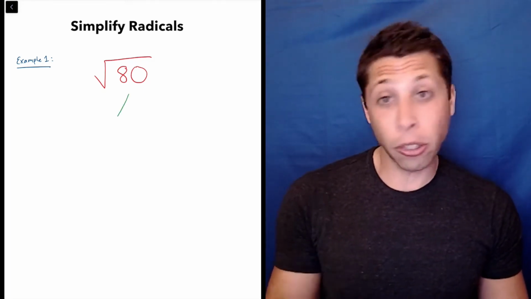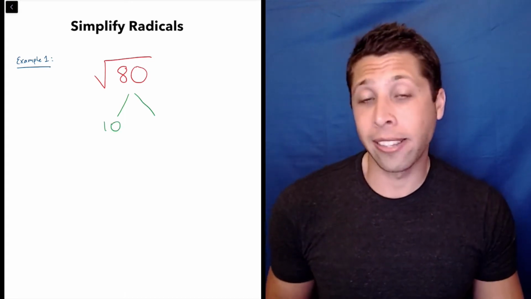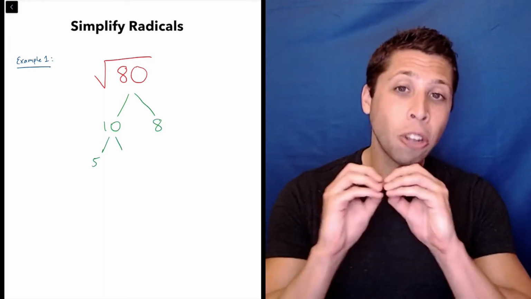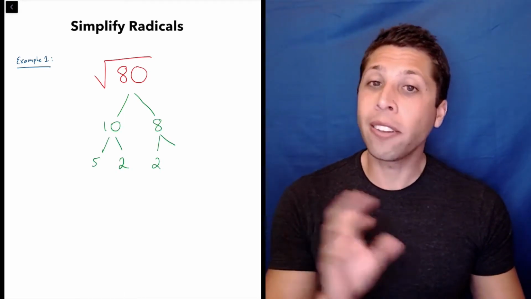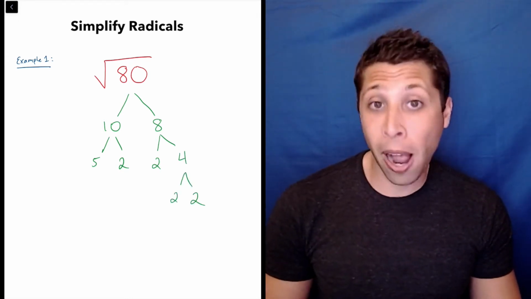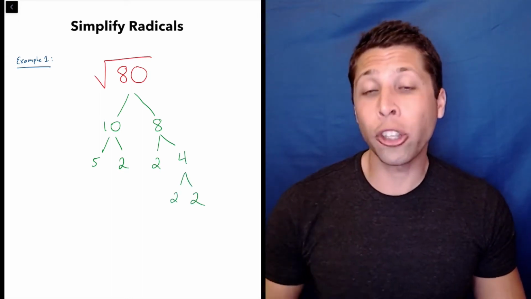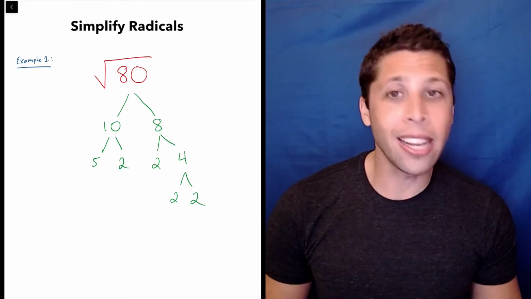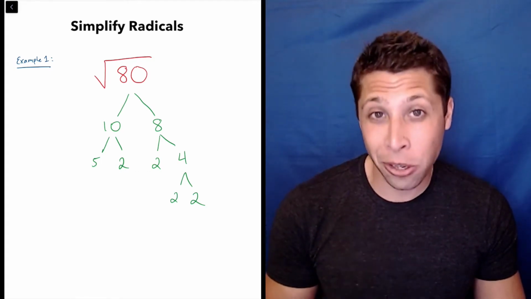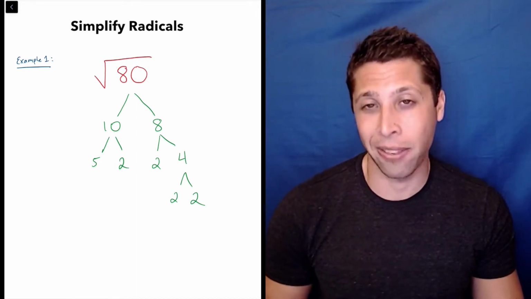For me, the first thing that comes to mind for 80 is 10 times 8. Then I can start branching off those numbers until the end of every branch is a prime number. This tree shows that the prime factorization of 80 is 2 times 2 times 2 times 2 times 5.